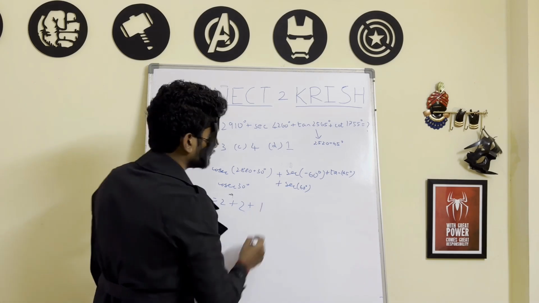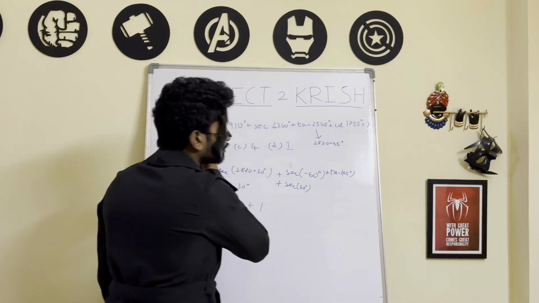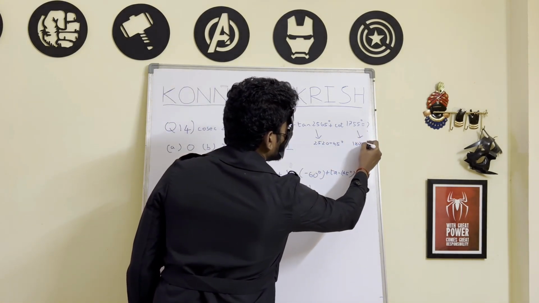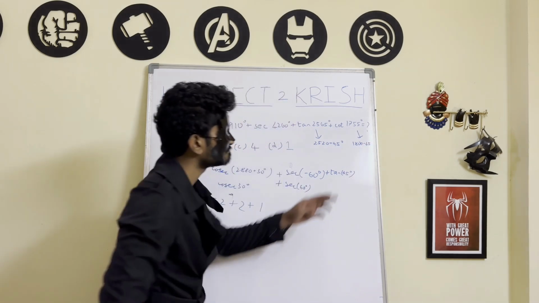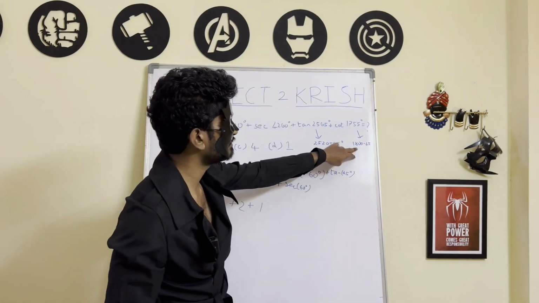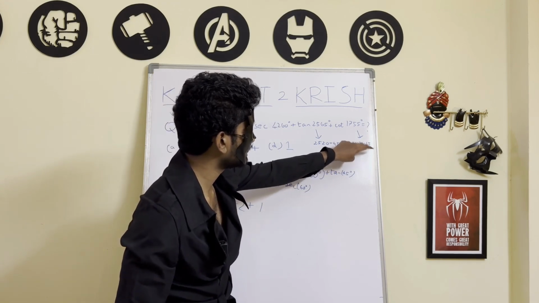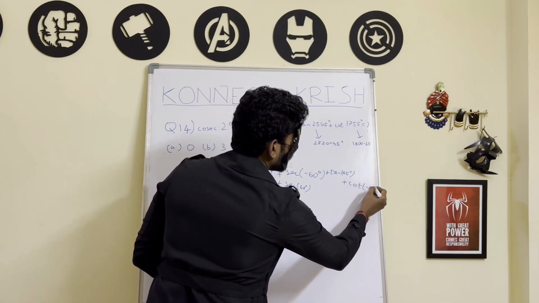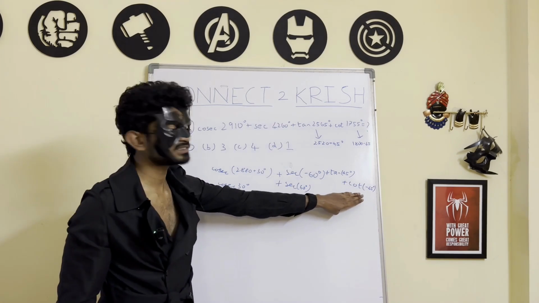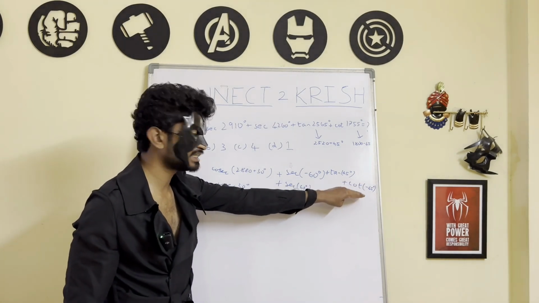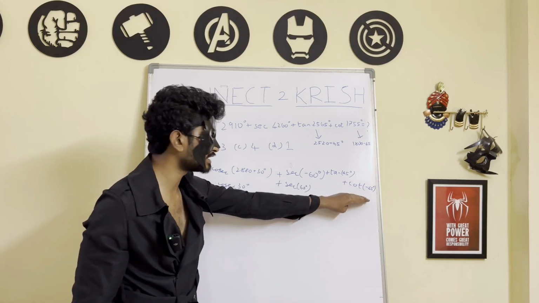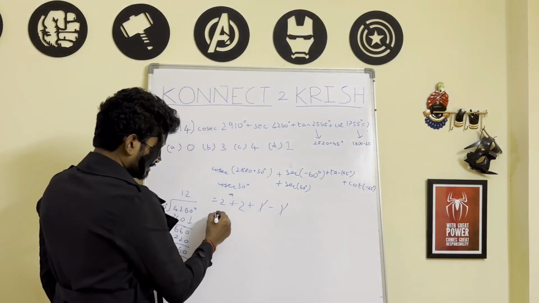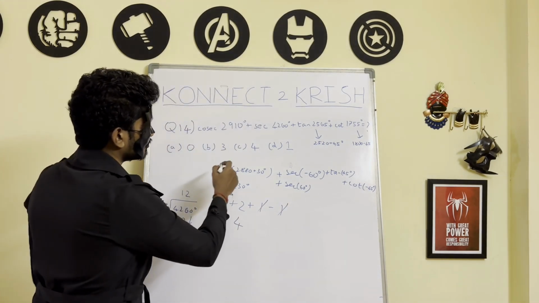So plus 1. And what about cot 1755? I can write it as 1800 minus 45 degrees. This 1800 will be equivalent to 0. So we will get cot of minus 45 degrees. Cot of minus theta is nothing but minus cot theta. This will be minus 1. So this will get cancelled. So remainder is 4. So option C is right.